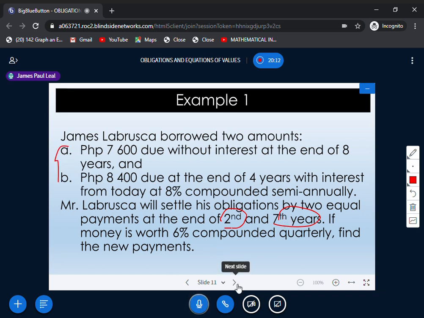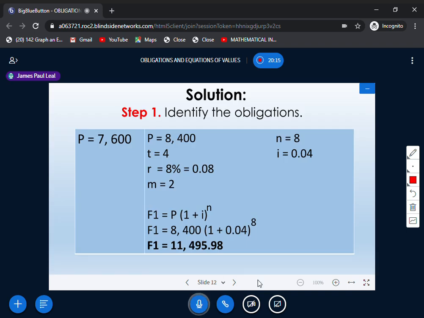So how to do that? Of course, here are the steps. The first thing to do, of course, is to identify the obligations. As you can see here for letter A, we have the principal amount, 7,600 without interest at the end of 8 years, right?